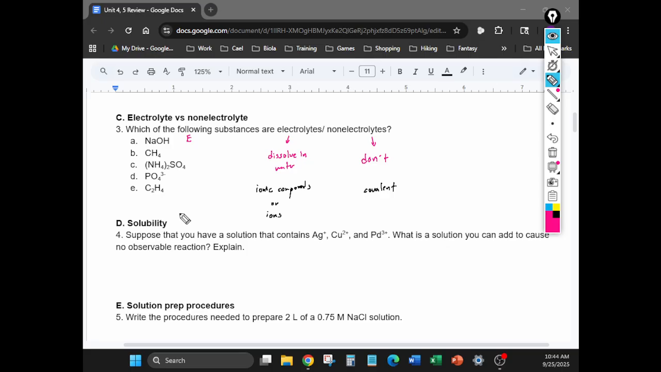NaOH is also a strong base, which is one of the things you need to memorize for your exam. One of the many things. All right, CH4. Okay, this is covalent. This is not an ionic compound. There's no ions inside of it, so this is going to be a non-electrolyte.